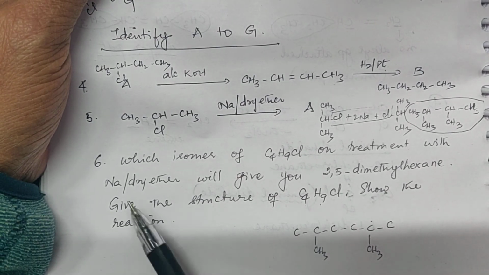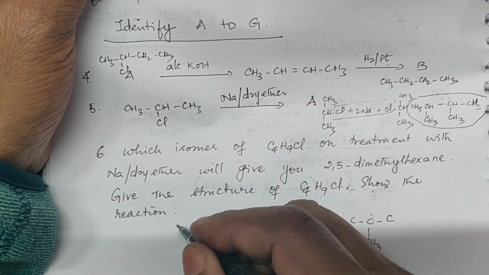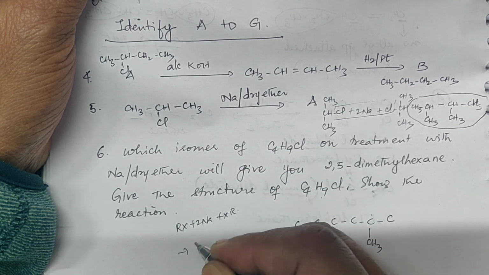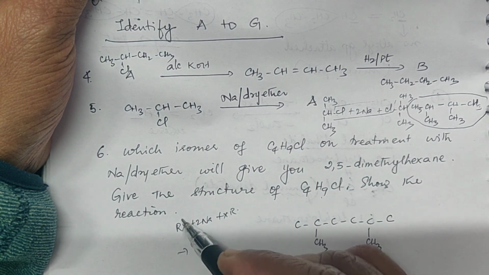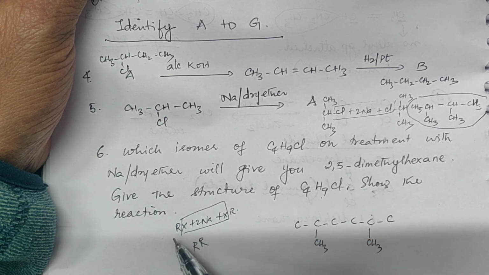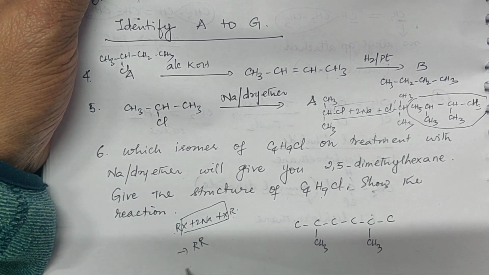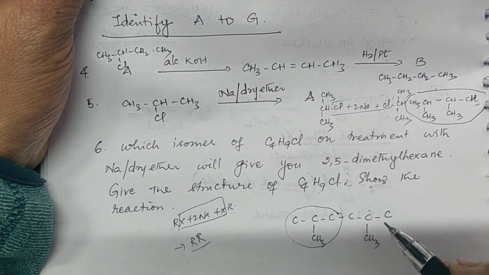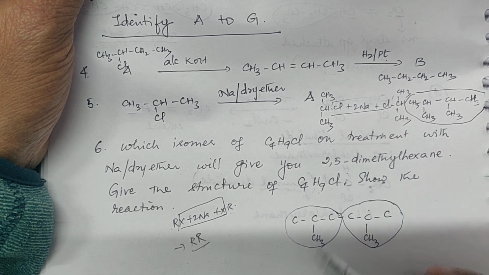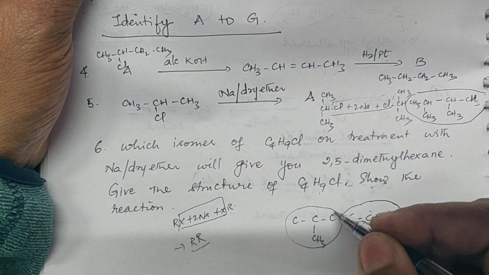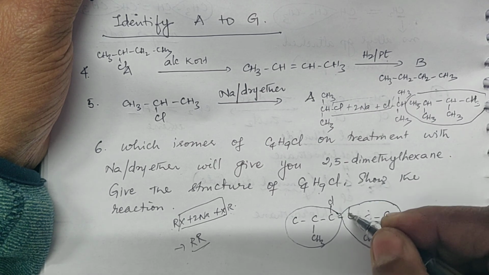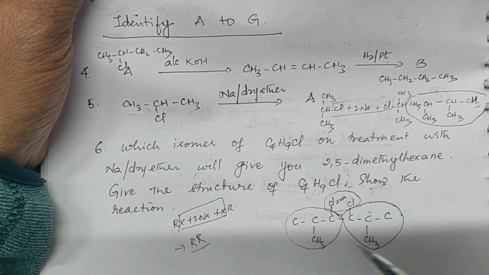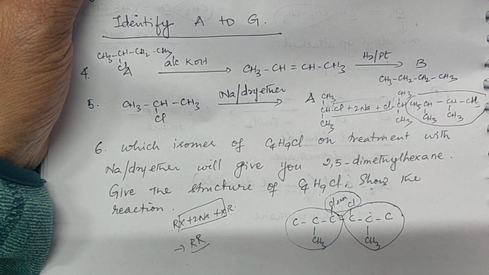Now you are treating it with sodium and dry ether. What you know? RX plus 2Na plus another RX will give you R-R. You have studied this, right? So by removing NaX, R and R got joined. Okay? Now here what you have to understand, this is one R and this is another R. That means there was one Cl with this, one Cl with this, which went out as NaCl with the two Na, and these two carbons got joined.